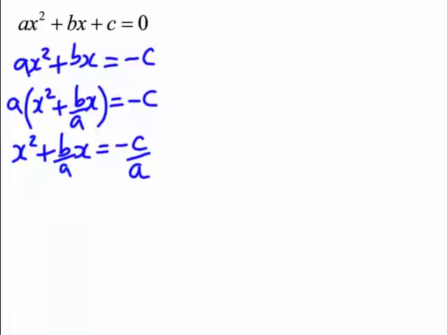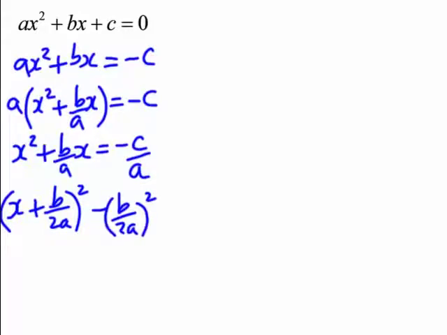So we're going to need to halve the coefficient of x, which is b on a. A half of b on a is b on 2a. Then we complete the square, so we go x plus b on 2a, all squared. Now we need to subtract off b on 2a all squared, and that's still equal to minus c on a. The reason we subtract that part off again is because when you complete the square, you create too much, basically.